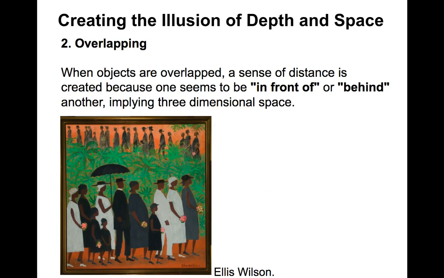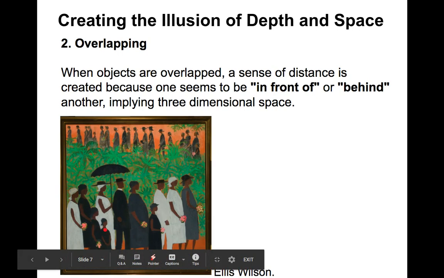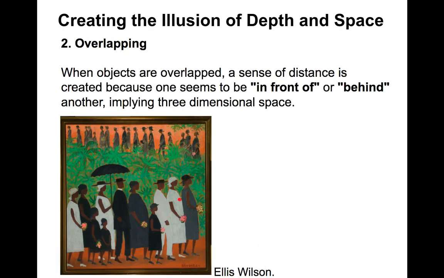Overlapping. This is the second technique to show depth and space. When objects are overlapped, a sense of distance is created because one seems to be in front of or behind another, implying three-dimensional space. Here's a painting by Ellis Wilson, and you can see overlapping in these two people in front of this person, so that we know this person is in front of that person. You can also see scale changes in the back, how these people are much shorter than the people in the foreground.